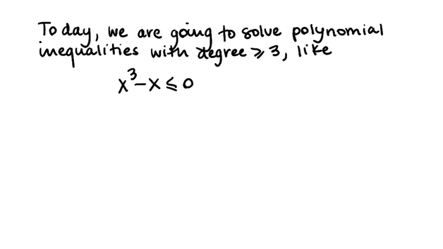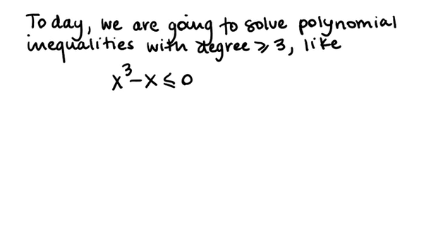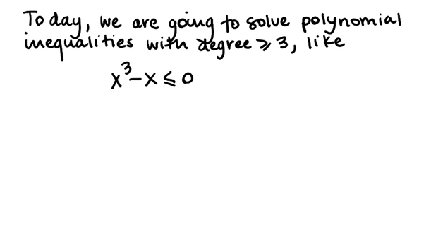And today we're going to solve polynomial inequalities with degree greater than or equal to 3, like x to the third minus x is negative, or less than or equal to 0, not positive. Well, what we've got to do here is, first we've got to factor the thing, no matter what, whether we're going to make a number line or whether we're going to draw a sketch of the graph. So I'm going to factor this thing first.